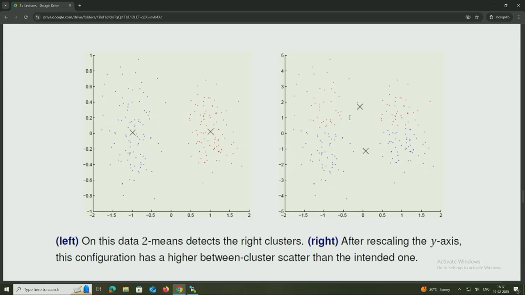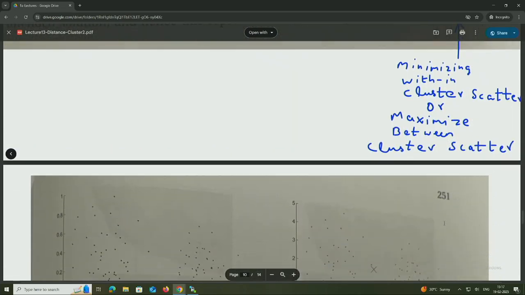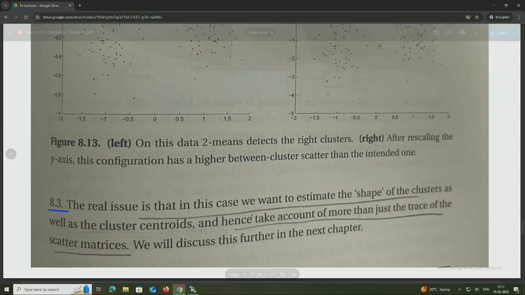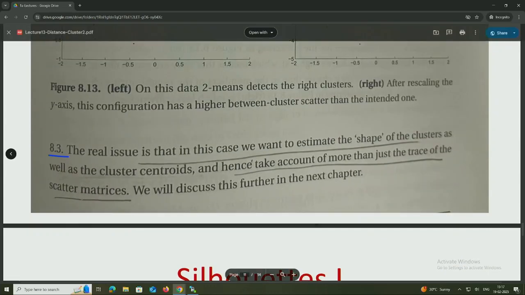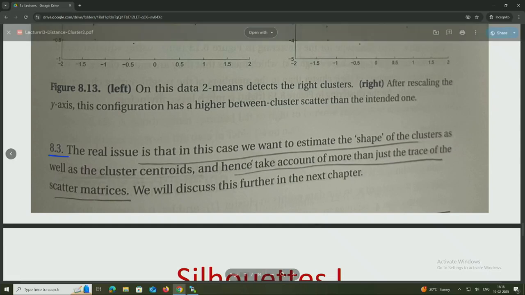All right, so this is the rescaling problem, and this is what I read out, that it is doing correctly. But the real issue is that we want to estimate the shape. Hence, rather than just using the trace of the scatter matrix, we have to use something else, which advanced algorithms do. So in case you're using a research paper which has clustering in it, you'll invariably be using a smarter clustering in that paper, because k-means is very rarely used. It's more for teaching purposes.